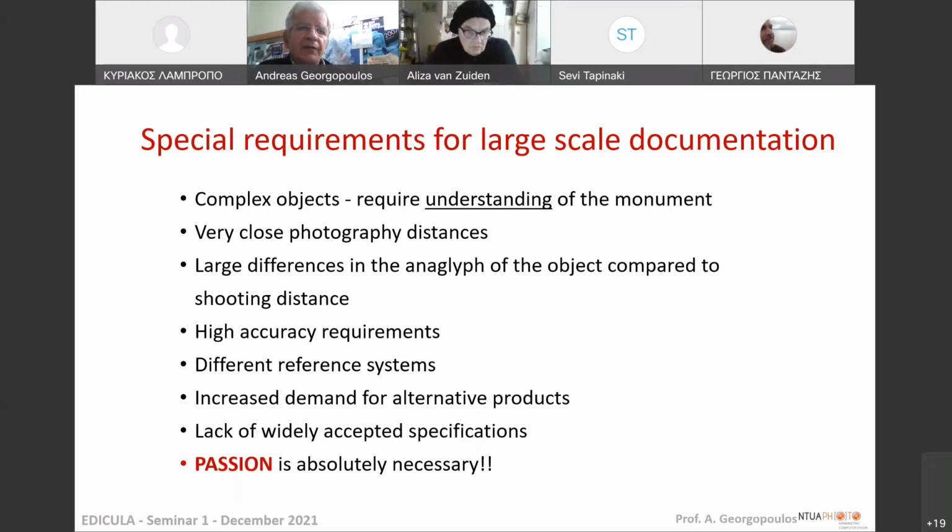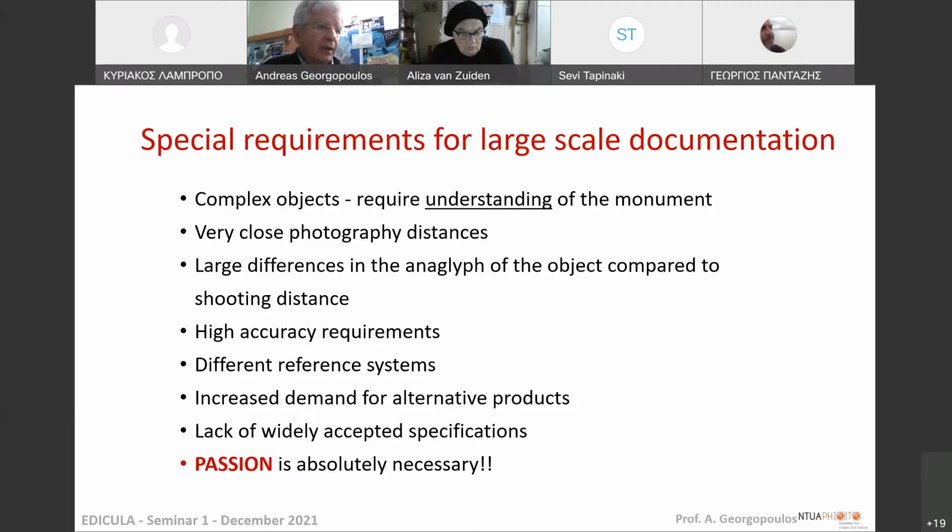Sometimes we have different reference systems because we want to project something in a different system, and we have to be very agile with changing reference systems. People are now aware of the possibilities, and they demand alternative products. Unfortunately, there is an international lack of widely accepted specifications. There are no specifications widely accepted to document monuments like that.